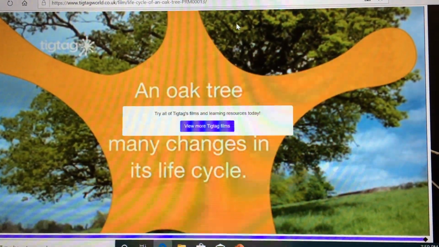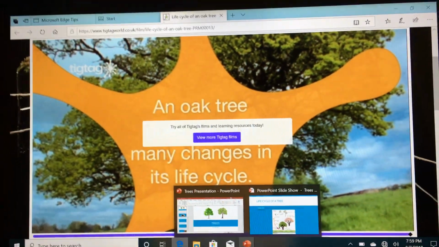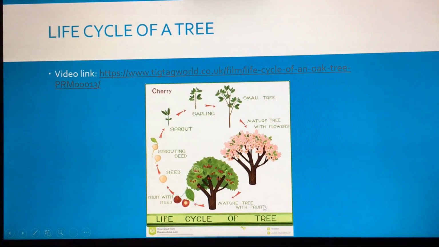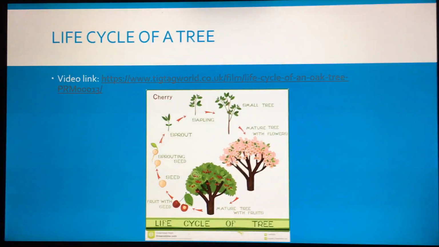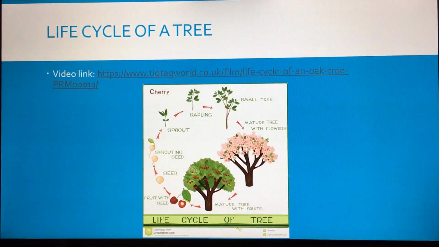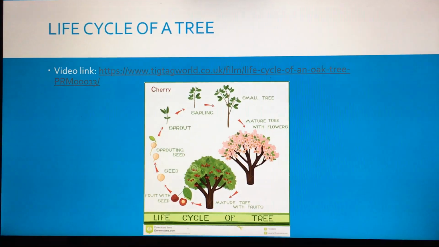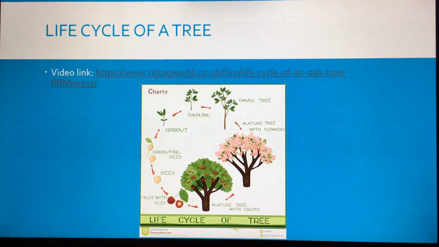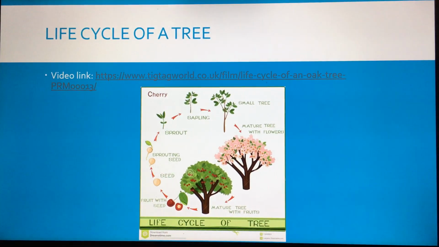So that was a video. We go back to PowerPoint. So pretty much that video talked about the life cycle of a tree, and I brought that up because even though I talked about reasons why you should cut down trees and why you shouldn't, that was important to show y'all just the life cycle of it because we're talking about them. So I hope that helped.